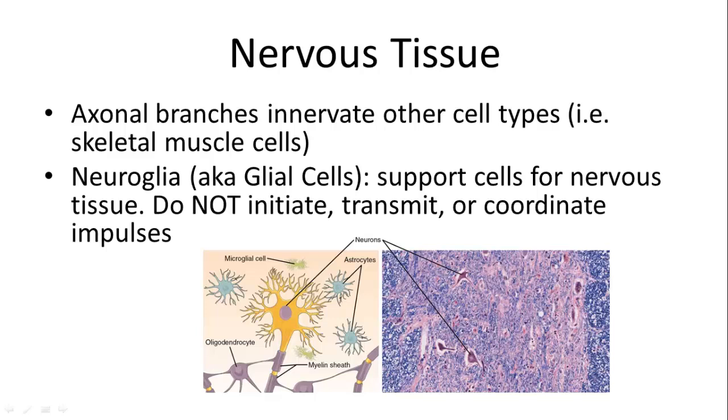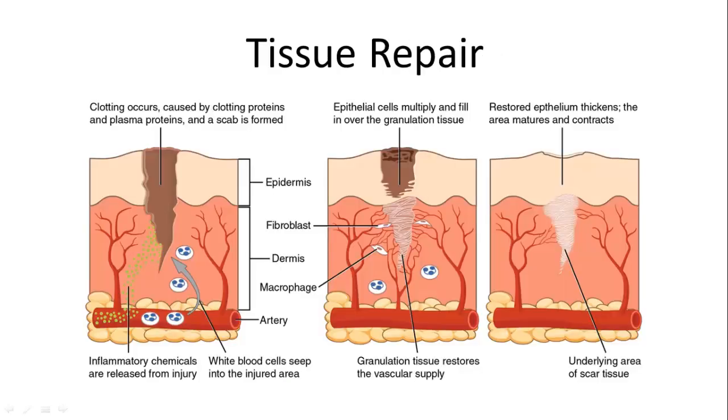Those are all our different types of tissue, and then the types within each tissue. We're briefly going to go over tissue repair. So what happens when a tissue is damaged? Well, the first thing that happens is the blood needs to stop. If it's a vascularized tissue, you need to get the bleeding to stop.